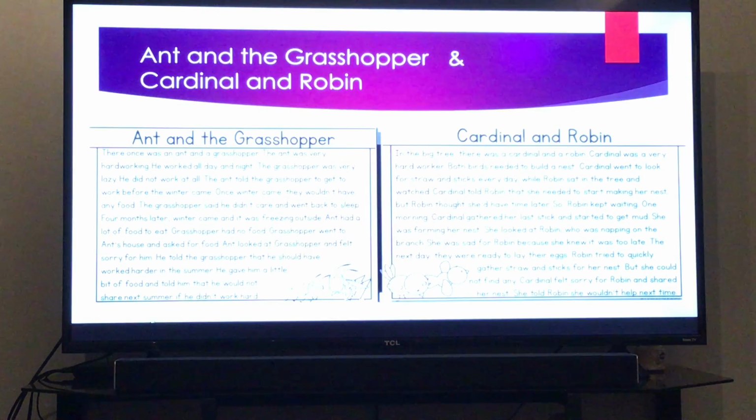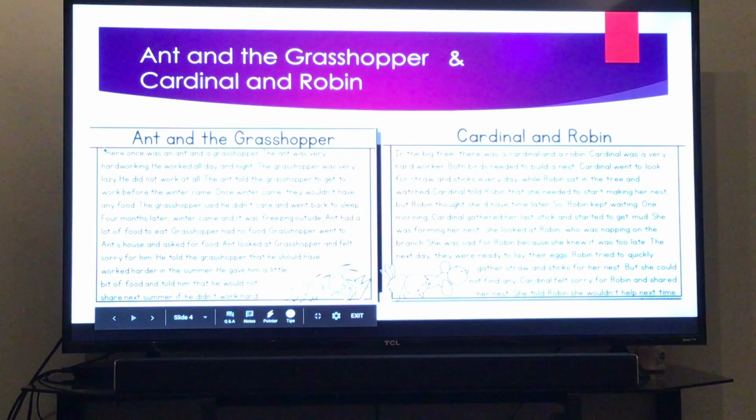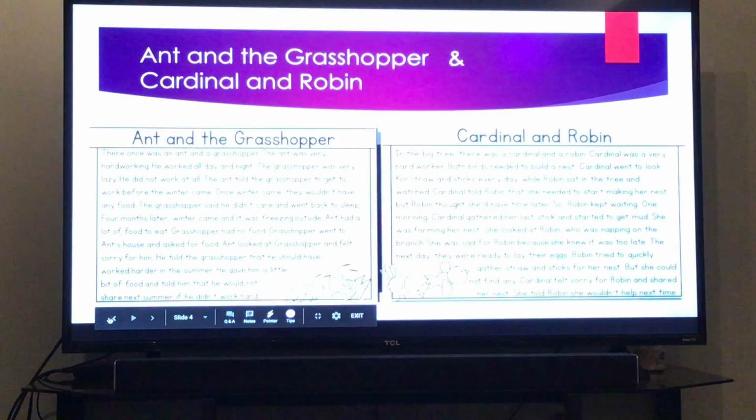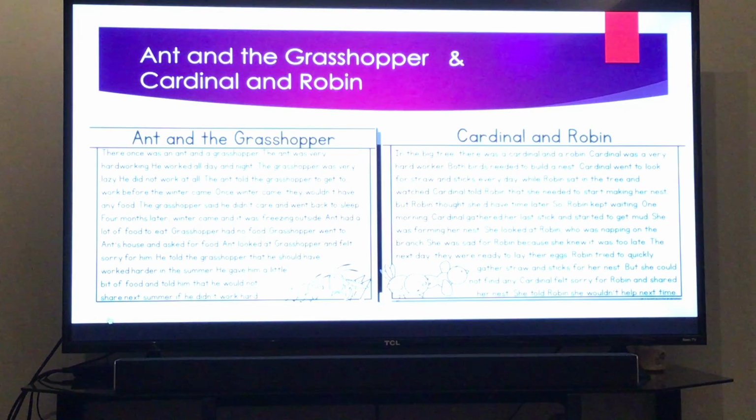Ant and the Grasshopper. There once was an ant and a grasshopper. The ant was very hardworking. He worked all day and night. The grasshopper was very lazy. He did not work at all. The ant told the grasshopper to get to work before the winter came. Once winter came, they wouldn't have any food. The grasshopper said he didn't care and went back to sleep.